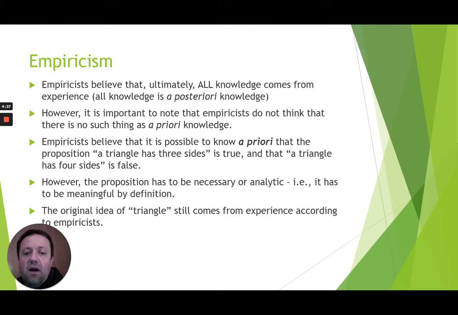But at this stage, the idea of a triangle still ultimately had to come from experience. Once we've got that idea in our minds, then we can know that a triangle has three sides is true by definition, is analytically true, in the same way that we can know that a triangle has four sides is analytically false. So just to summarize this again, empiricists believe that ultimately all knowledge comes from experience, but that one can have a priori knowledge in a trivial sense, once we've already got the ideas in our minds that we had originally derived from experience.